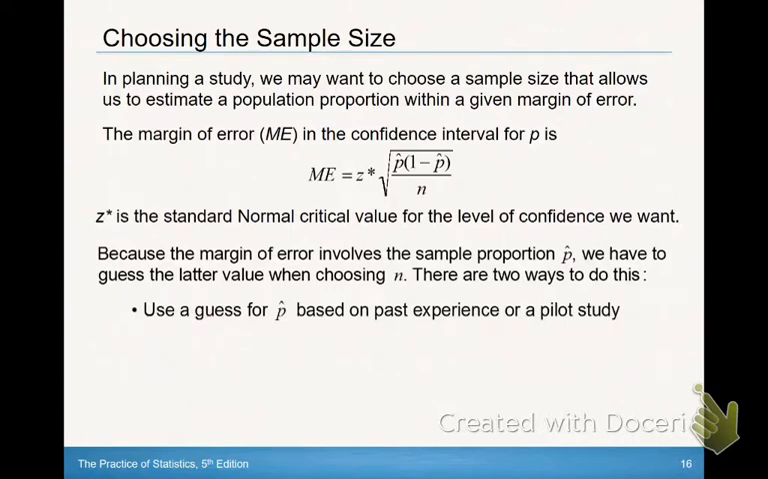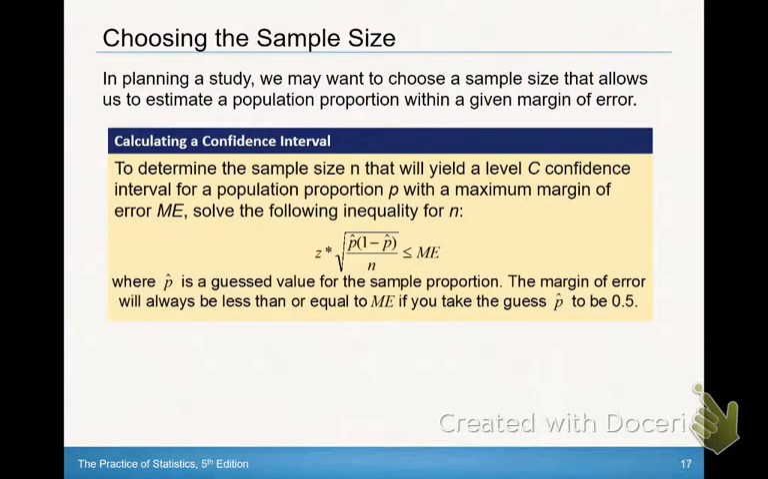Use a guess for P hat based on past experience or a pilot study. Use P hat as 0.5 as the guess. The margin of error is largest when P hat is equal to 0.5. So when we want to determine the sample size that will yield a level C confidence interval for a population proportion P with a maximum margin of error, solve the following inequality for N. P hat is a guessed value for the sample proportion. If you don't have a guess, then you use 0.5 because that'll give you the largest margin of error.